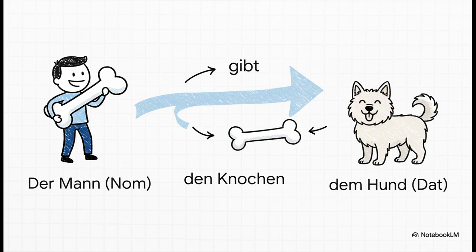And who does he give it to? Dem Hund, to the dog. That's our indirect object in the dative case. Did you see that? The articles changed from their basic forms based on each noun's role. That right there is the case system in action.